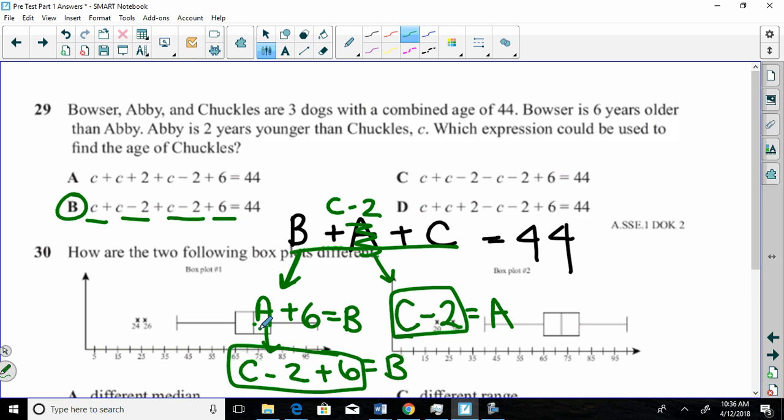So I just wrote those equations down here. I can see the answer choices all have C's, so they want all the ages to be in terms of Chuckles. This one already has C. We know that A equals C minus 2, so they want us to use C minus 2 instead of A. And then right here, I have A plus 6 equals B. There is no Chuckles, but this question tells me that C minus 2 equals A. So they want us to plug it in, like a substitution problem, to look like this.